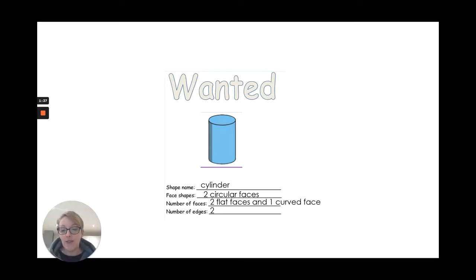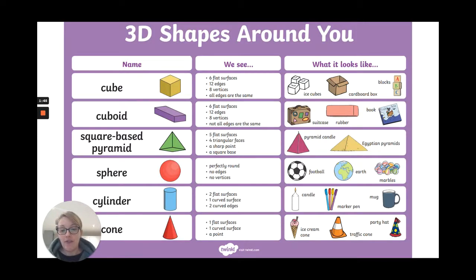So you can have a go, choose whichever 3D shape you like, have a go at making a wanted poster for it. You can use some of the information here to help you. You can go and get an object from your house that you might have found in your shape hunt on Wednesday to help you, and see if you can find the faces, the edges, the vertices, and see if you can have a go at making a wanted poster.